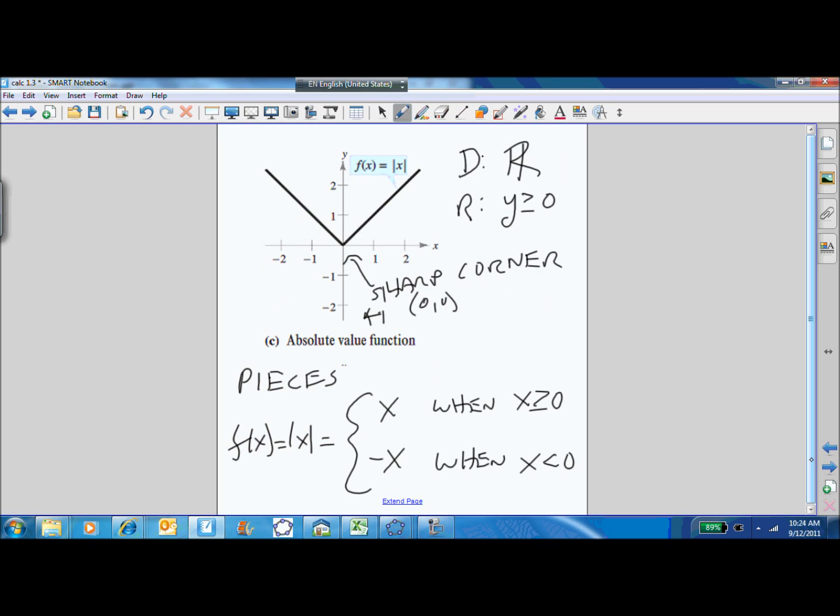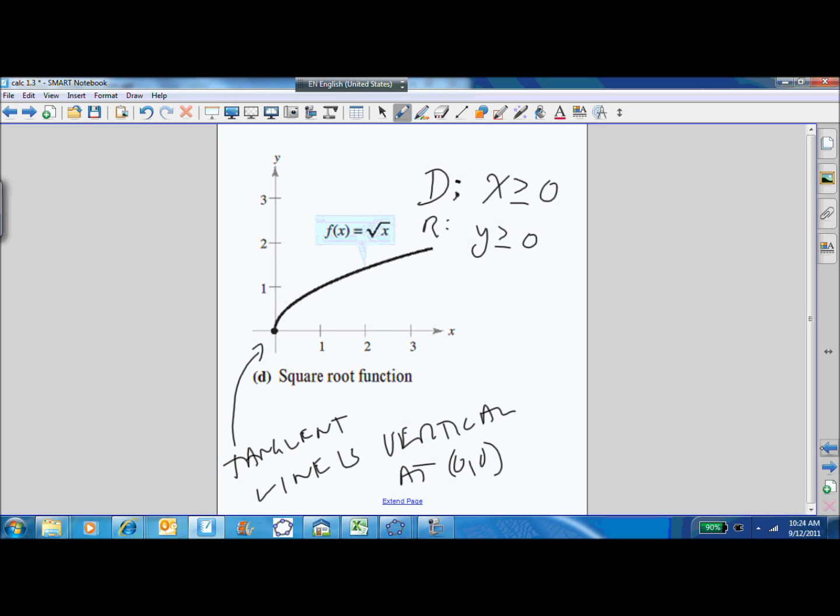Even or odd here? Even. It has symmetry with respect to the y-axis. Even or odd? Neither. No symmetry here.